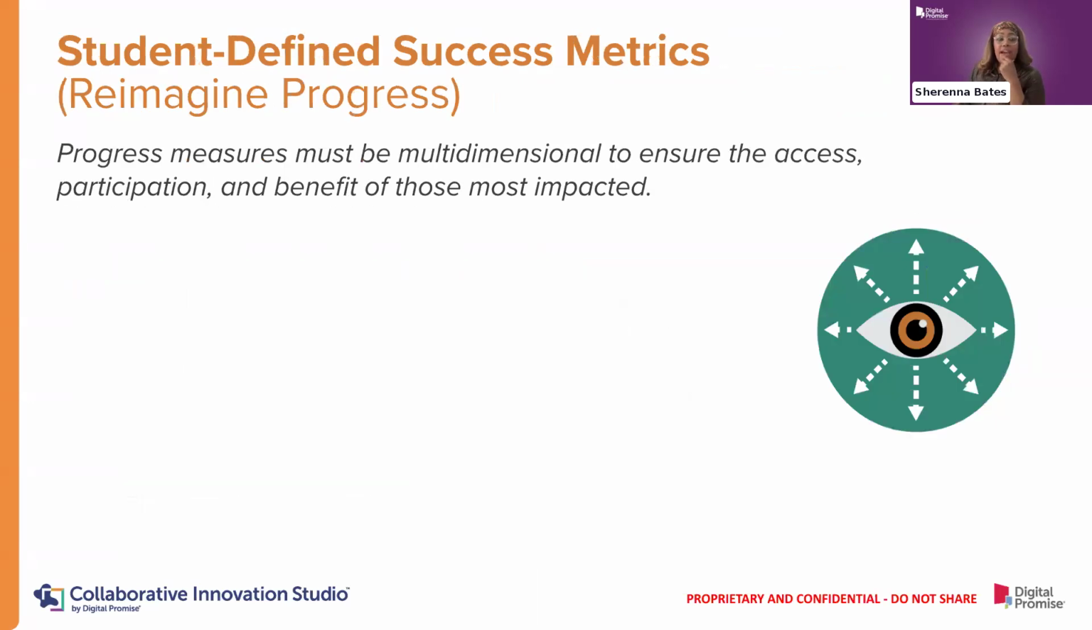And then reimagining progress, student defined success metrics. Progress measures have to be multidimensional. I know you know that. And so, because they capture access, participation, and the benefit of the students most impacted, not just the easiest number to report, we have to be transparent in this reimagining progress as well as accountable.